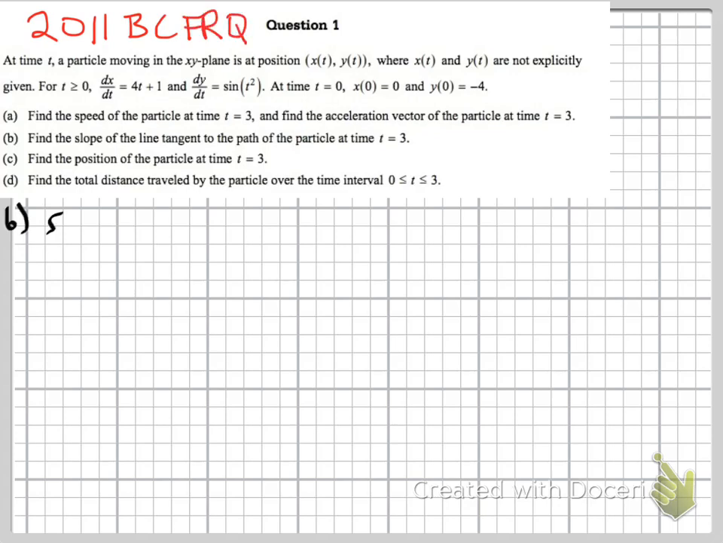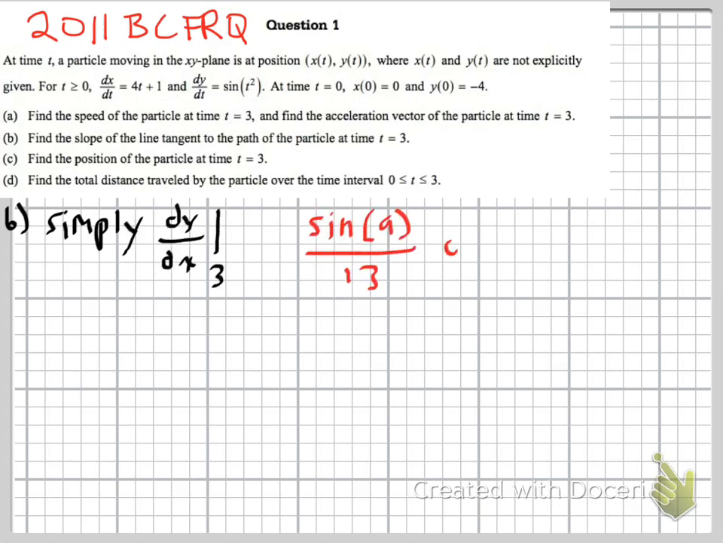So now part B. It's asking us to find the slope of the line tangent to the path of the particle at t equals 3. The slope of the line tangent to the particle is simply dy/dx evaluated at t equals 3. So this is simply sine of 9 over 13, or 0.031. The way I found this is I simply plugged in 3 for both of those derivatives up there, dx/dt and dy/dt, which are already given to us, which is a huge time saver. That's how I found dy/dx, which is very simple.